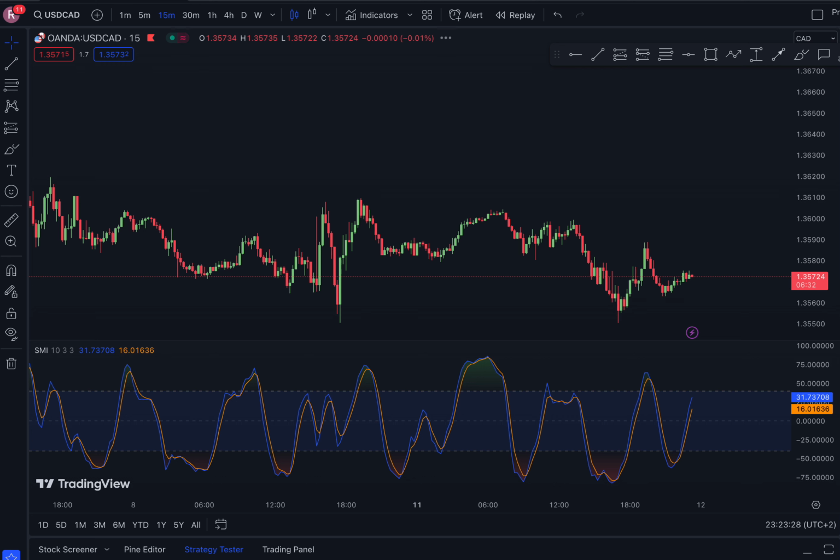Simple strategy that has to do with just the stochastic and nothing else. All right. Now, this strategy is quite simple to use, beginner friendly, as you can see, right? It's very simple, and I'll show you how to use it.